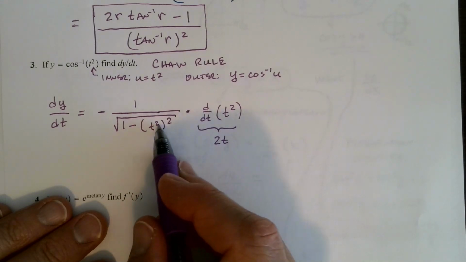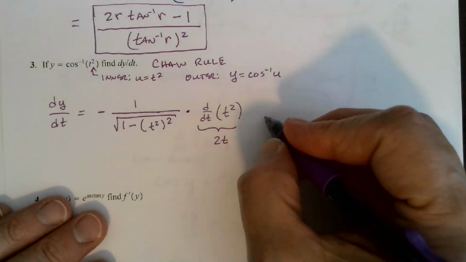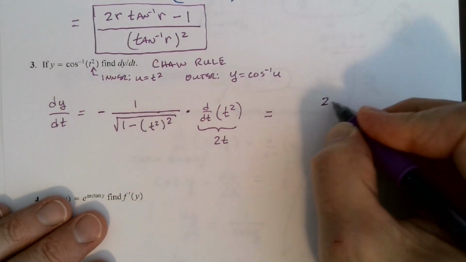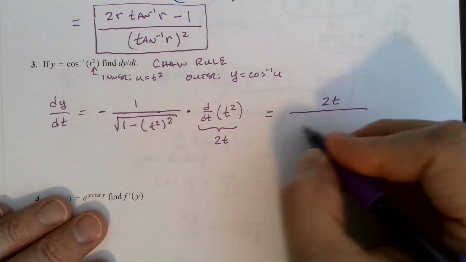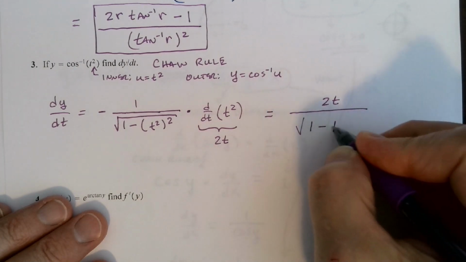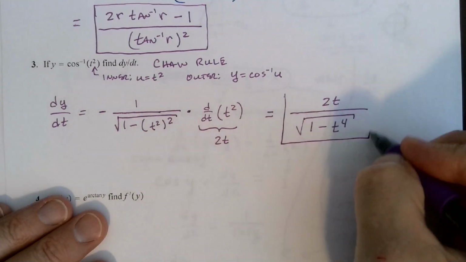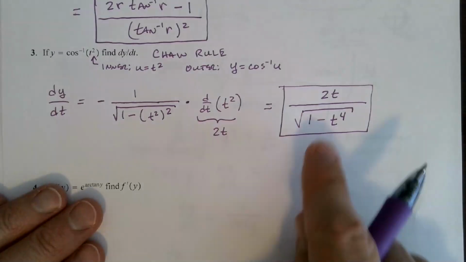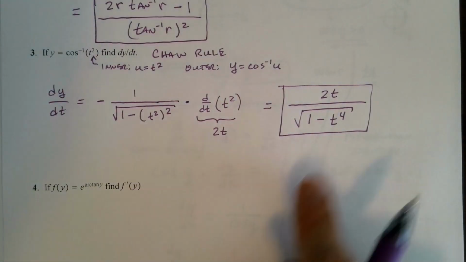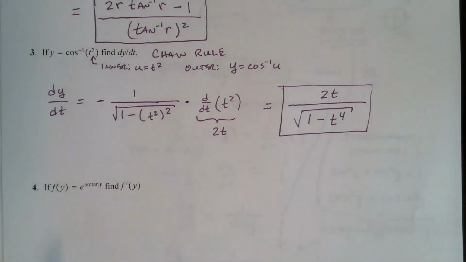Okay. How do I square t squared? What do I do with these exponents? We multiply them, right? So this is t to the fourth. So let's simplify this down. I got 2t on top over the square root of 1 minus t to the fourth. So we should make those simplifications, and that's it, right? We can't simplify this any further. Can't break up the square root of 1 minus t to the fourth.